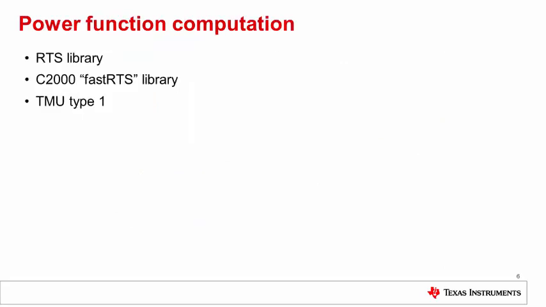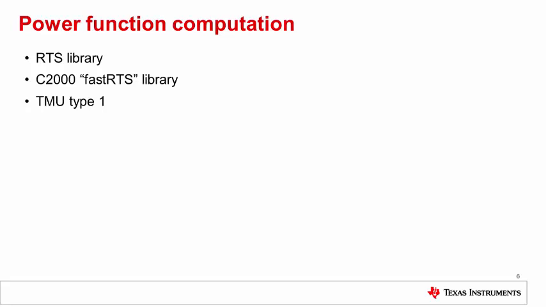We've seen that the nonlinear law involves computation of the power function, and it is this which dominates the cycle count of the NLPID. There are three ways of computing the power function on C2000. The generic runtime support library has support for the standard POWEF function in C. However, this function is not optimized for cycle count and will take several hundred cycles to execute. This method can be used on any C2000 device.